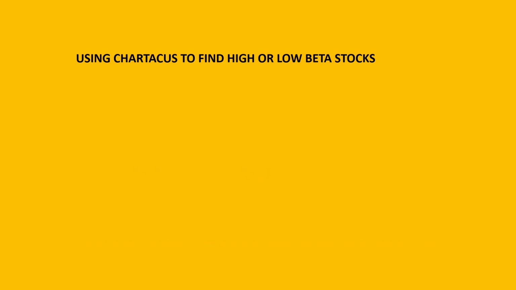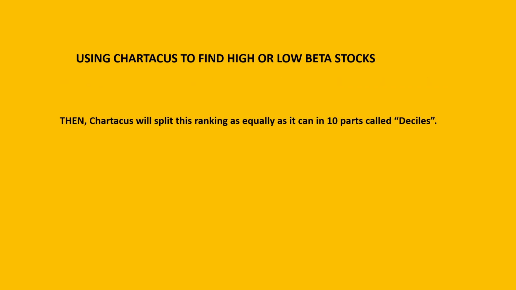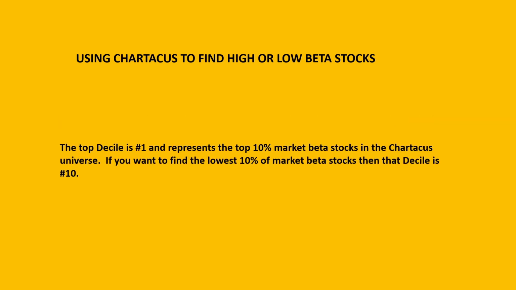So how to use Chartacus to find high or low beta stocks? First, let me tell you about it. Every night, Chartacus calculates the market beta for every stock in its universe and then ranks them in order from highest betas to lowest betas. Then, Chartacus will split this ranking as equally as it can into 10 parts, and they call those parts deciles. So there'd be 10 deciles. The top decile is number 1, and it represents the top 10% market beta stocks in the Chartacus universe. If you want to find the lowest 10% of the market beta stocks, then that decile is number 10.